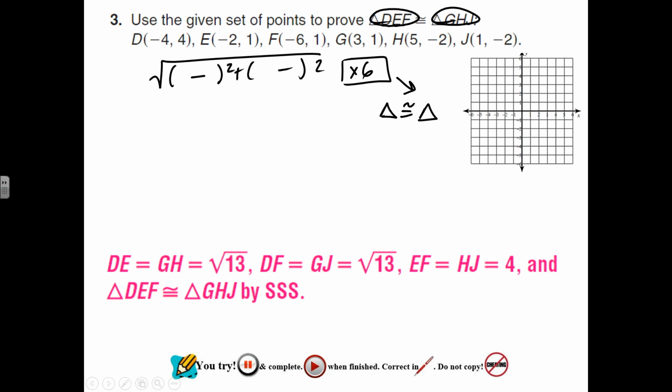Welcome back. Let's check your work. You should have noticed that 2 side lengths matched at root 13. 2 other side lengths matched at root 13. The last pair matched at 4. Therefore, it's congruent by side, side, side.